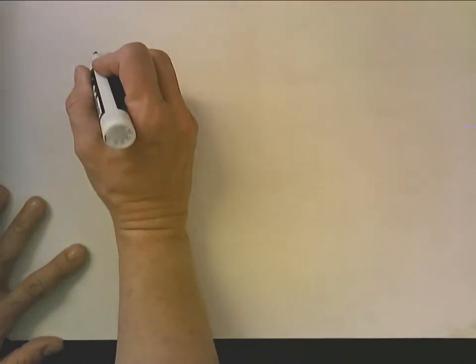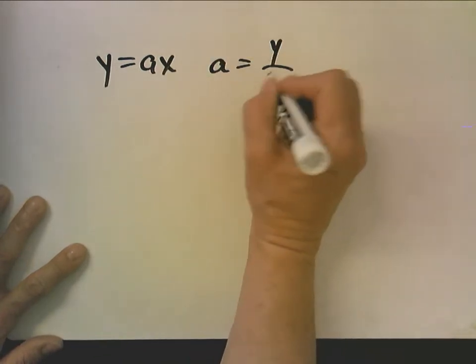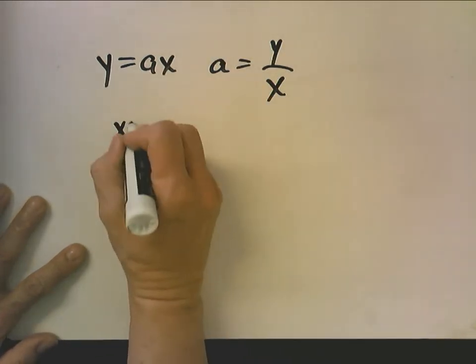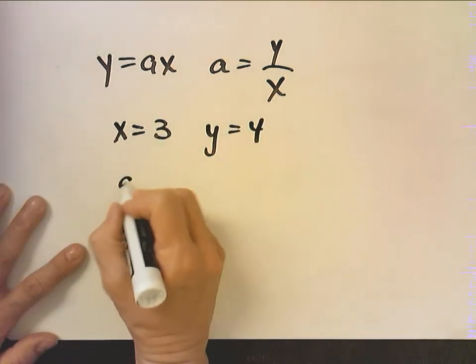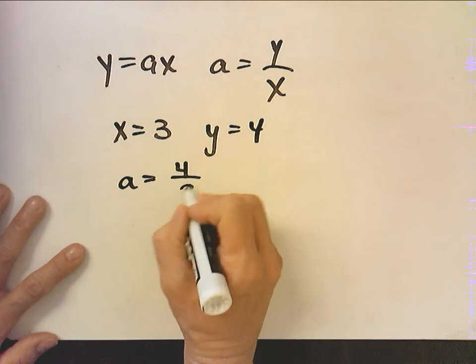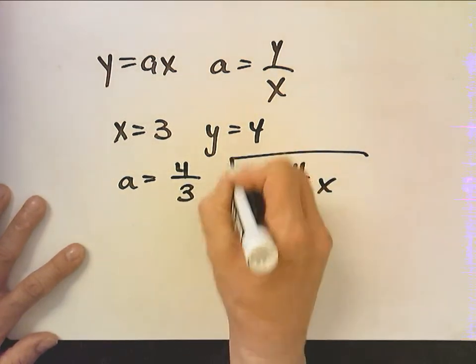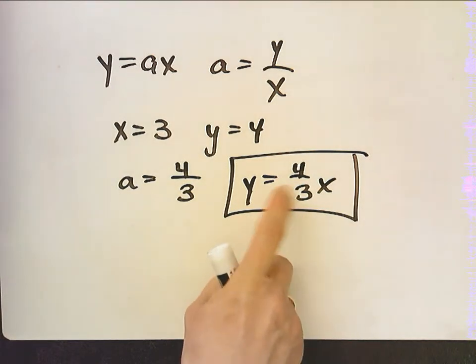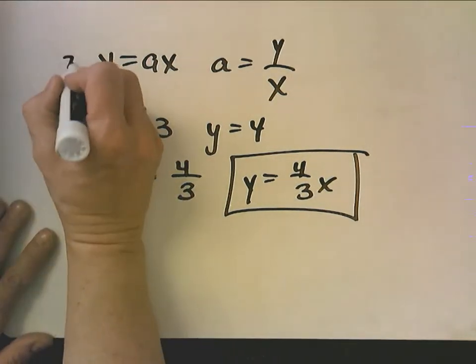Okay? Now, it says, given y varies directly with x. As soon as I know y varies directly with x, I say y equals ax and a equals y over x. It tells me x equals 3 when y equals 4. I say a equals 4 over 3, so y equals 4/3 x. You have to give me this equation. If you stop here, it's wrong. So that was number 7.